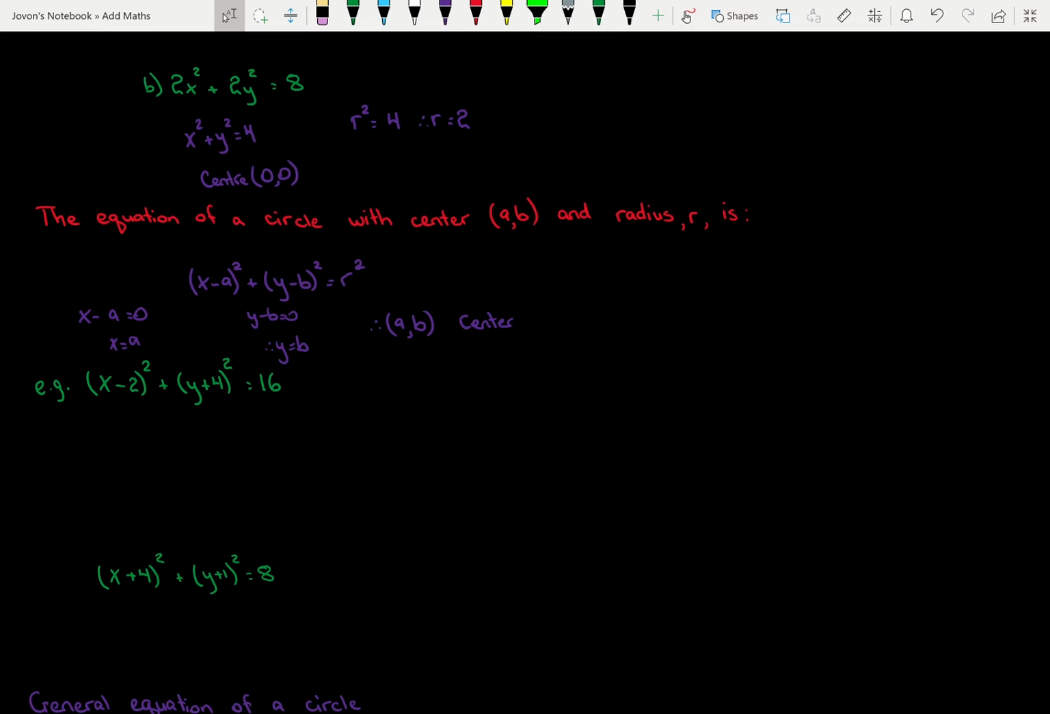Now if we have an equation x minus 2 squared plus y plus 4 squared is equal to 16, what is the center and radius? So all we do is x minus 2 is equal to 0, therefore x is equal to 2. Then we have y plus 4 is equal to 0, therefore y is equal to minus 4. So therefore the center of the circle is 2 comma minus 4. And 16 is r squared, so the radius is the square root of 16.